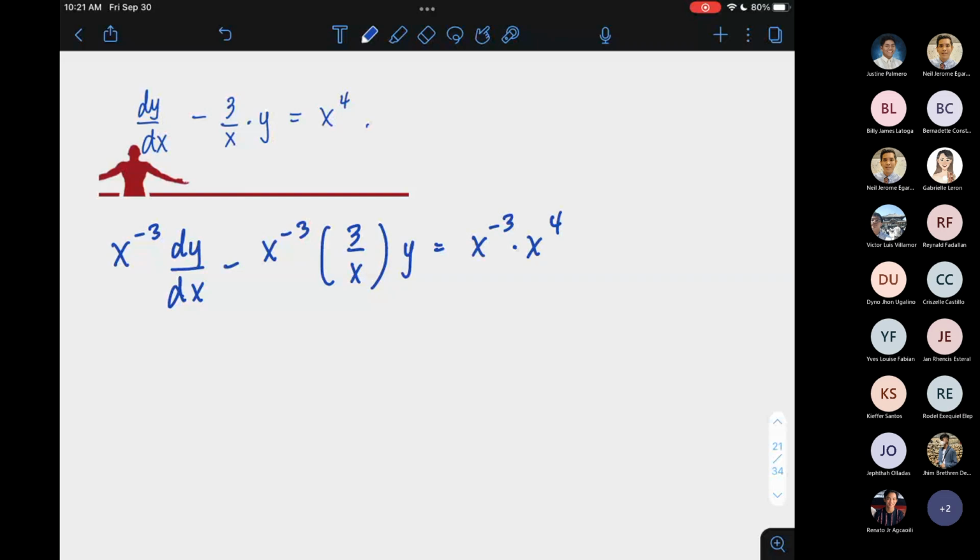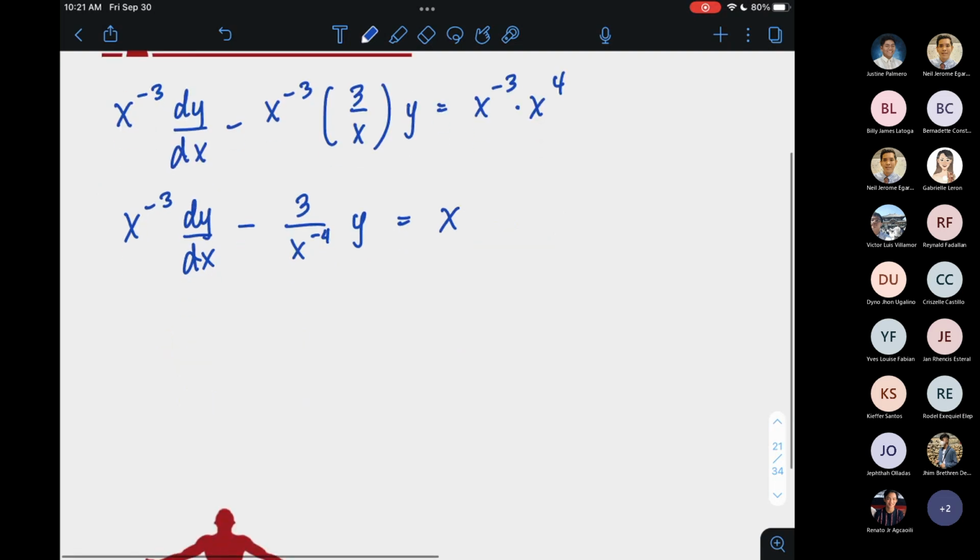All right? So simplify, it's going to be x to the minus 3, this is y prime. Let me write dy over dx since I will separate it later. Okay. Then this is minus 3 over x to the minus 4 y equals x. Okay? And because the integrating factor was chosen carefully, the effect of that choice is that this will simply be the derivative with respect to x of x to the minus 3 times y. Okay? That's the reason, right?